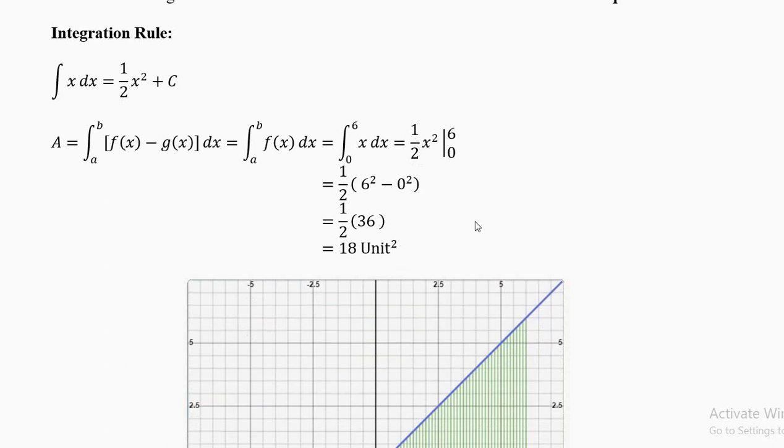Now area has units. When you do your physics and engineering problems, you have to write meter square, centimeter square, kilometer square, or something else. Okay, so some unit you have to write. So we'll be writing unit square, but sometimes we'll write it, sometimes we'll not write it. But you should be conscious that the area has definite units.